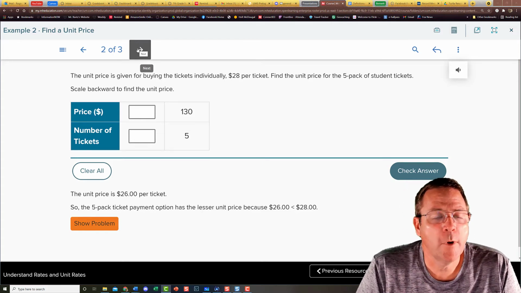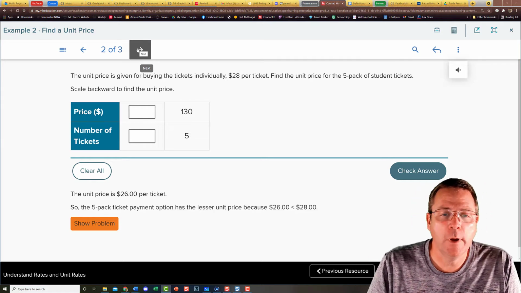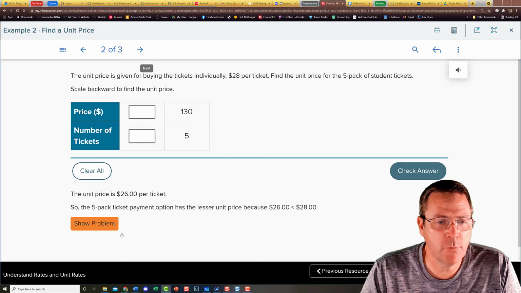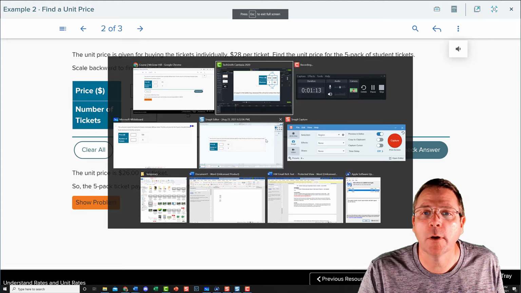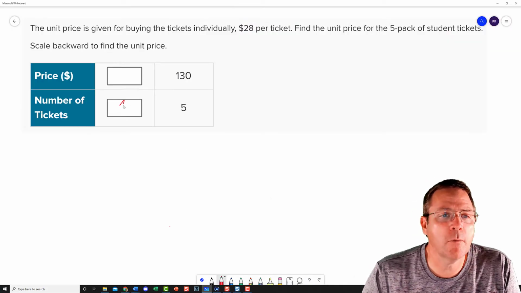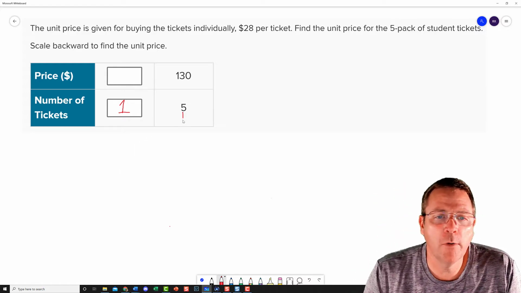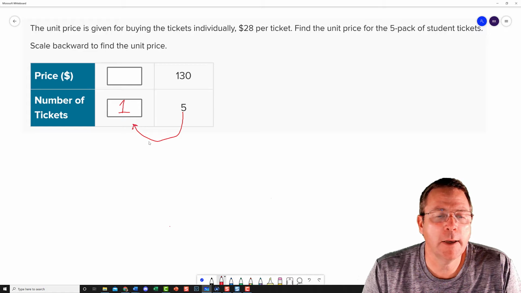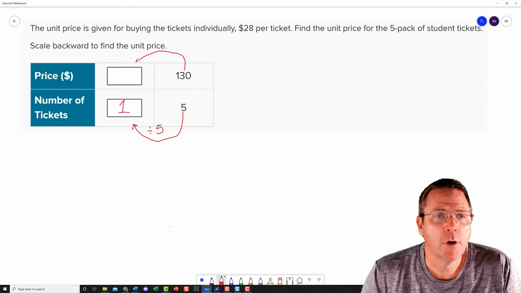Alright, so we have a ratio table here that we're going to work backwards from. Now, we need to find the unit price, which is the price of one ticket. So I'm going to make that bigger and go back over to this slide. And on this slide, I'm going to write in my goal, which is one ticket. And then I have to ask myself, what do I have to do to 5 to get it equal to 1? Well, the answer is going to be to divide by 5. And if I do it on the bottom, I have to do it on the top. Divide by 5 on the top.